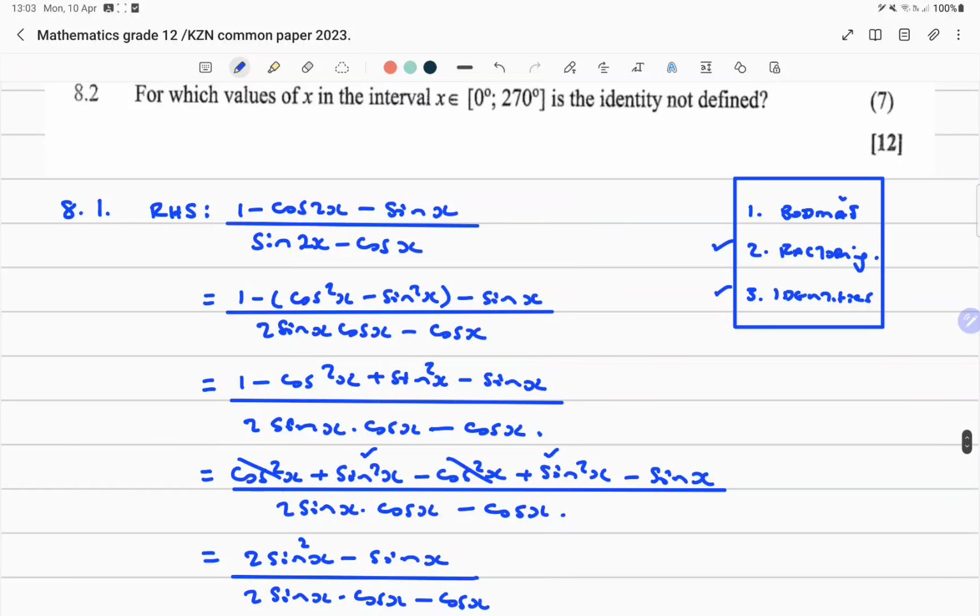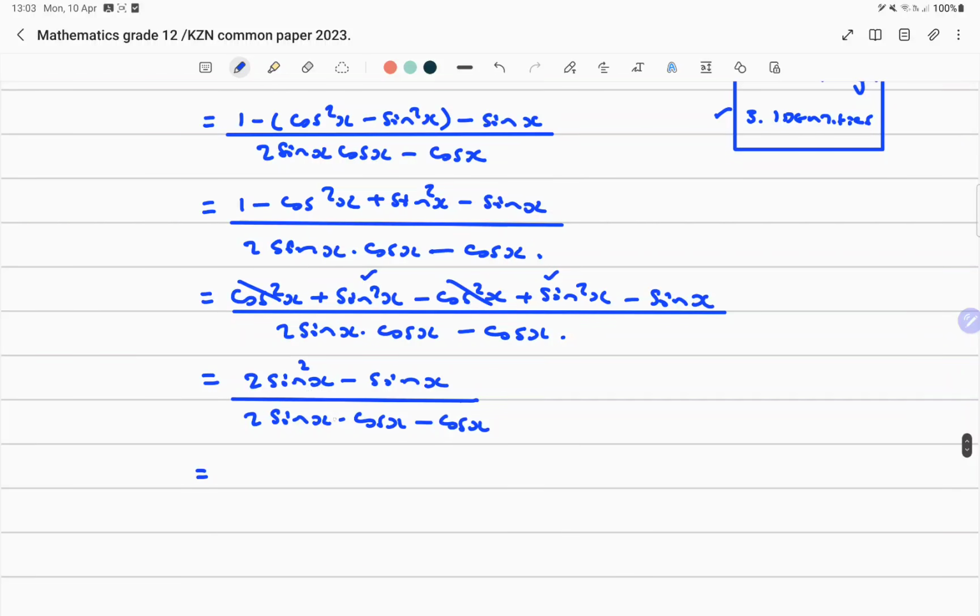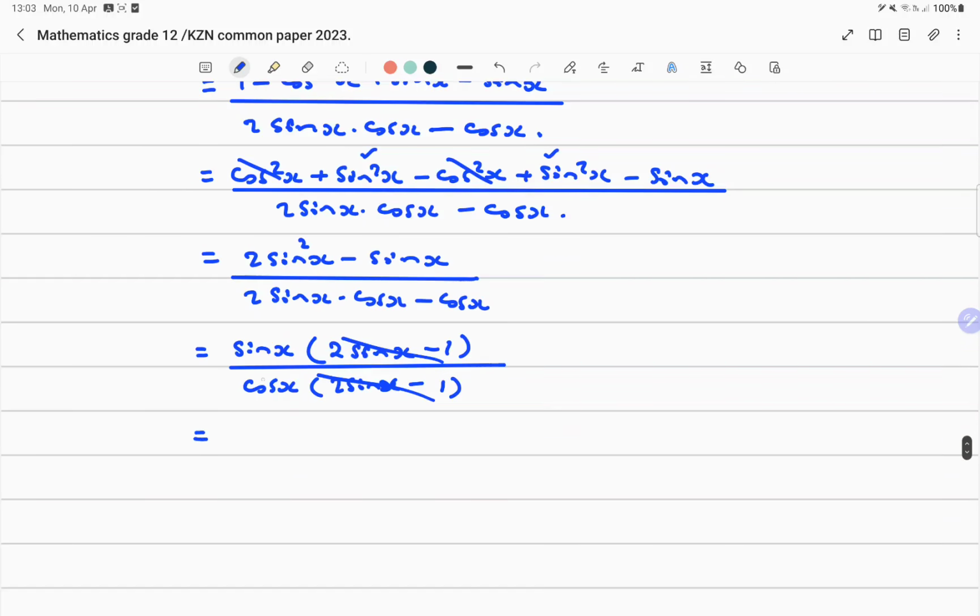Let's factorize. By the way, we've already chosen the like terms on the numerator there and dealt with them. So if we take out the common factor here, the highest common factor at the top is basically sine x. Then we're left with 2 sine x minus 1. All right, and in the denominator, the highest common factor is cos x into 2 sine x minus 1. And then these two cancel onto each other. And sine over cos of the same angle is basically tan of x. This was equal to the left-hand side.